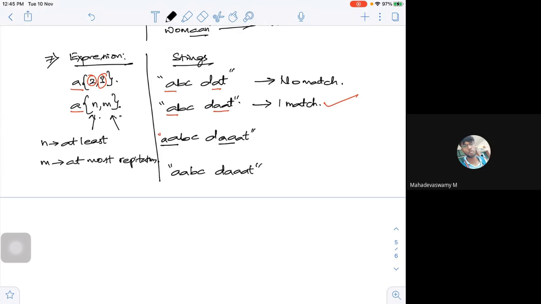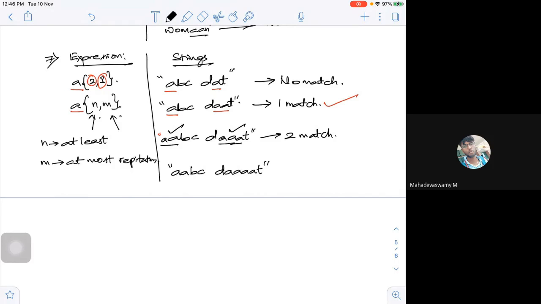Okay, so it can be 3 also, fine. I could see how many matches? 2 matches. Minimum 2 is satisfied, maximum 3 is satisfied. Now, if I try to change this, instead of 3, I'll make it 4.